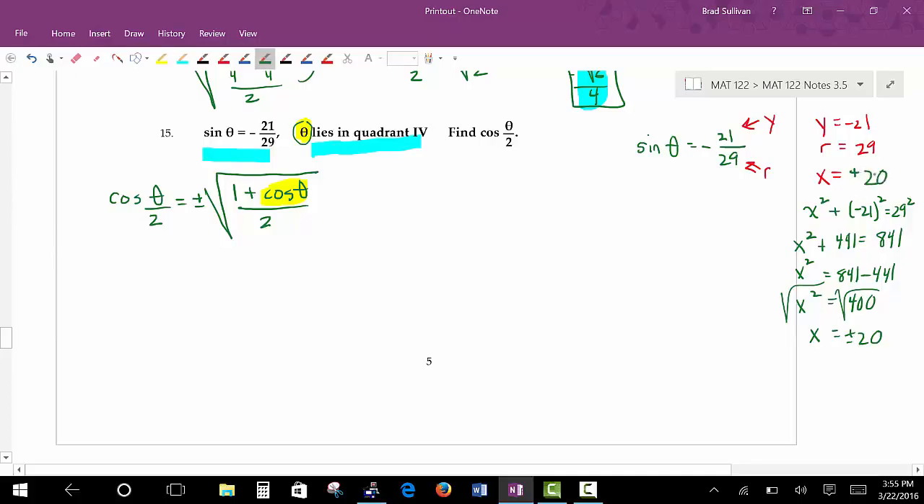So we got everything we need now. So what this means is when we're trying to find the cosine, the cosine of theta is going to be x over r. So x is 20, r is 29, so that's what's going to get plugged in for that cosine then.